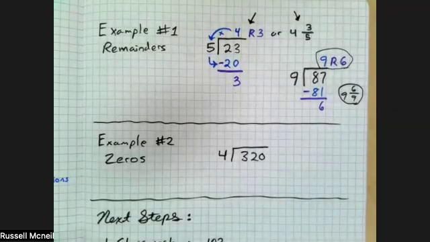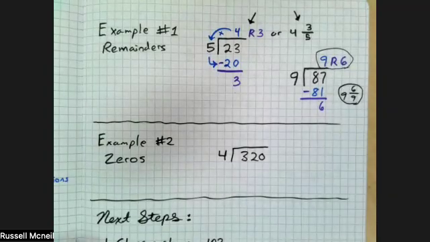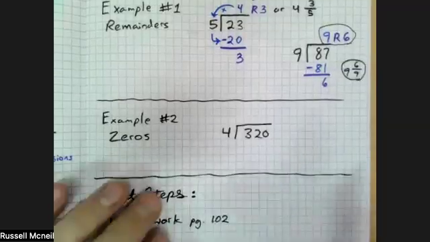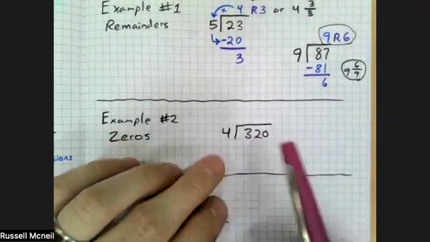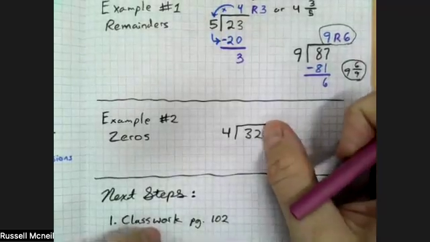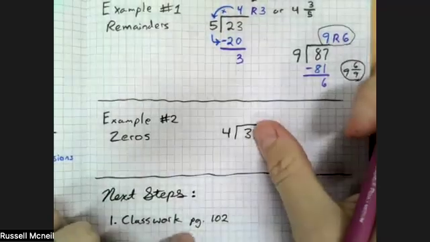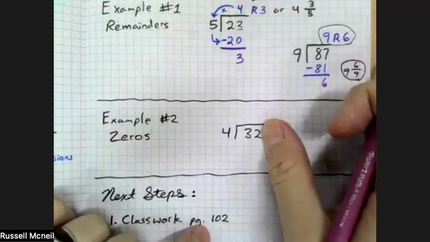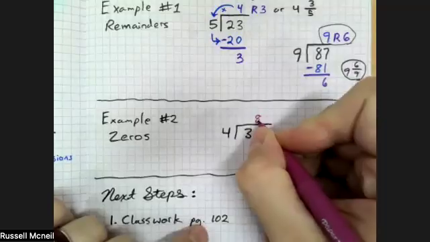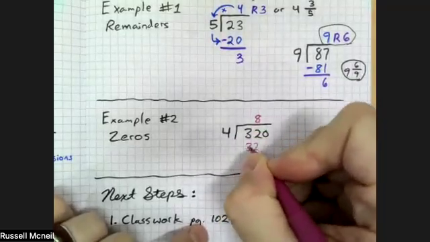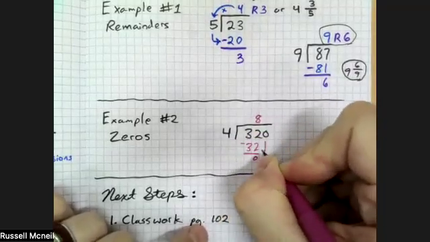Now, when it comes to our second goal here, it was multiplication patterns with zeros. So I have a pretty big problem here. I'm taking 320, I'm dividing by 4. Now, my 4 doesn't go into 3. My 4 does go into 32. It goes in an even number of times. It goes in 8 times. So 8 times 4, 32. I got a 0. I bring down a 0.